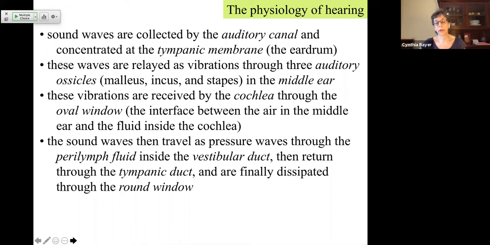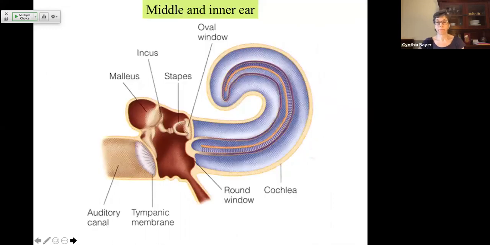So we know that hearing is stimulated by sound waves that are entering the auditory canal of our outer ear, right? All of those sound waves are collected and concentrated at the tympanic membrane, which is the boundary between the outer ear and our middle ear. That tympanic membrane we call the eardrum. That eardrum will begin to vibrate due to the sound waves that are concentrated there.